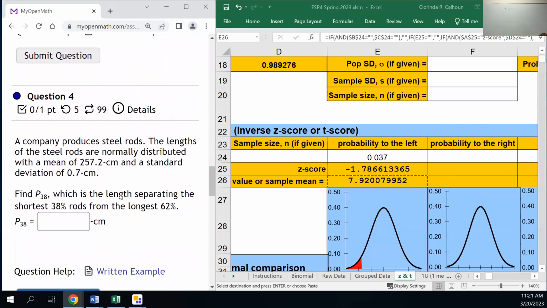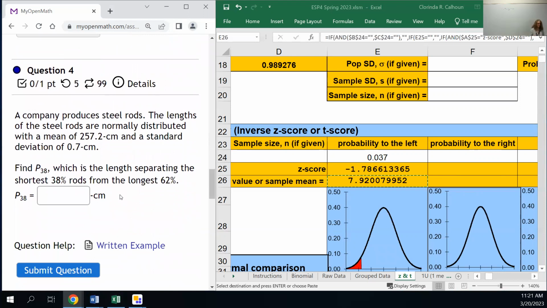Let's go to number 4. I like number 4 because it gives you that percentile in the notation that we use for percentile. On your question, you see how it has the P and then the little subscript? That's what you want to pay attention to. Don't pay attention to something that it says in this problem where it talks about separating. That is confusing. Okay, we'll read that in a minute.